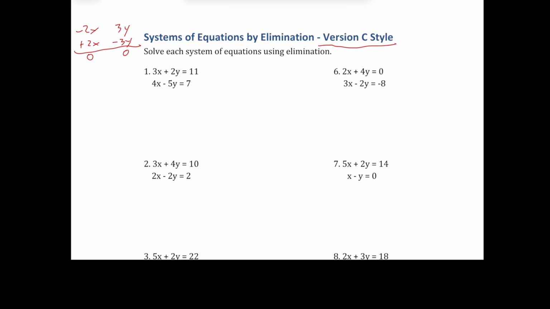Now I can plug this into any of them. I'm going to go right there. 3 times x, that's 3 times 2. What's 3 times 2? 6. Plus 4y equals 10. Once I subtract 6 from both sides, I'm going to get 4y equals 4. Divide each side by 4, y equals 1. And that leaves me with 2, comma, 1.